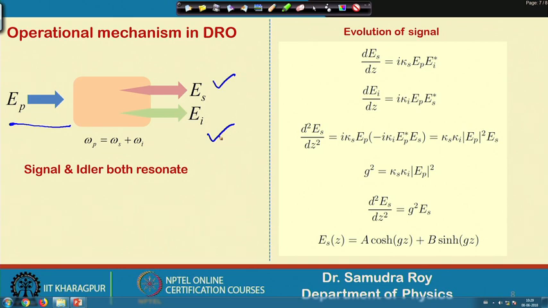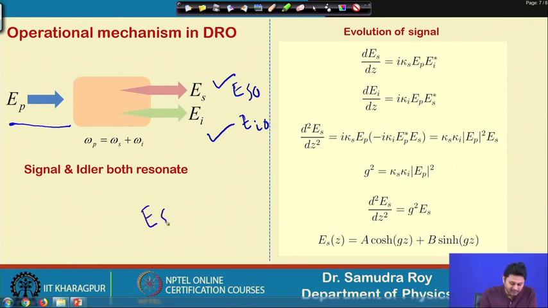When the signal and idler are generated, that means they should grow from an input value, and both are amplified. So signal and idler both are resonant, and they are going to be generated inside the system from a given initial value. If the given initial value is ES 0, that is at z equal to 0, and EI 0, that is at z equal to 0, then both of these are going to evolve. So ES is a function of z, and EI is also a function of z, and both are going to evolve.